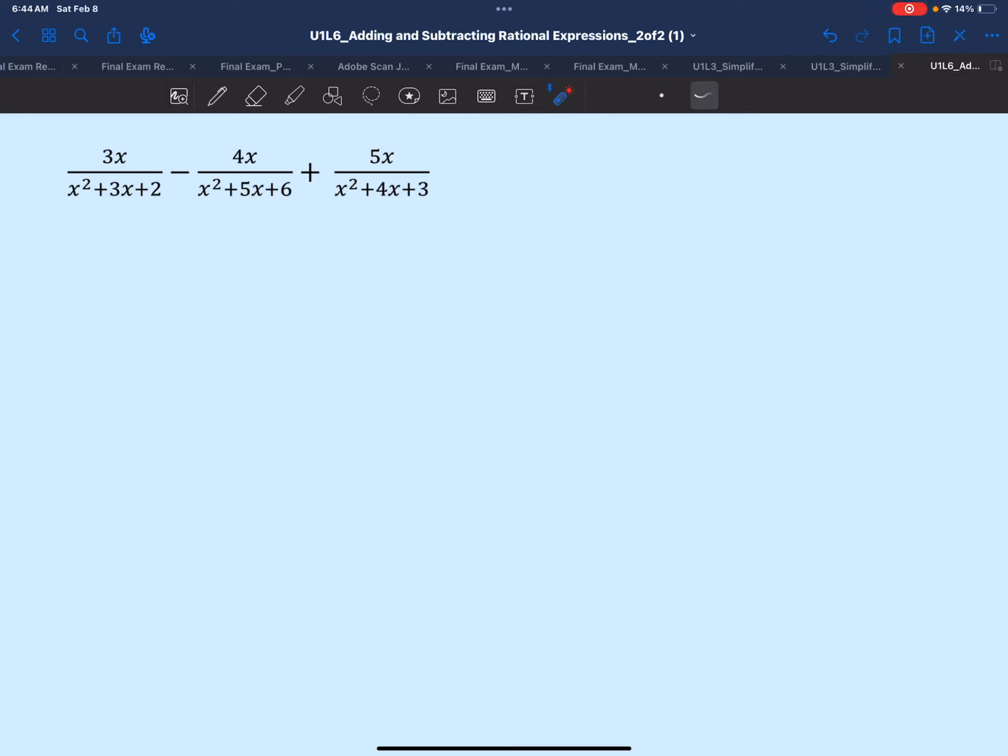Let's take a look at simplifying a rational expression. In this case, we have both subtraction and addition in the same expression. So let's get started. First step, factor the denominators.